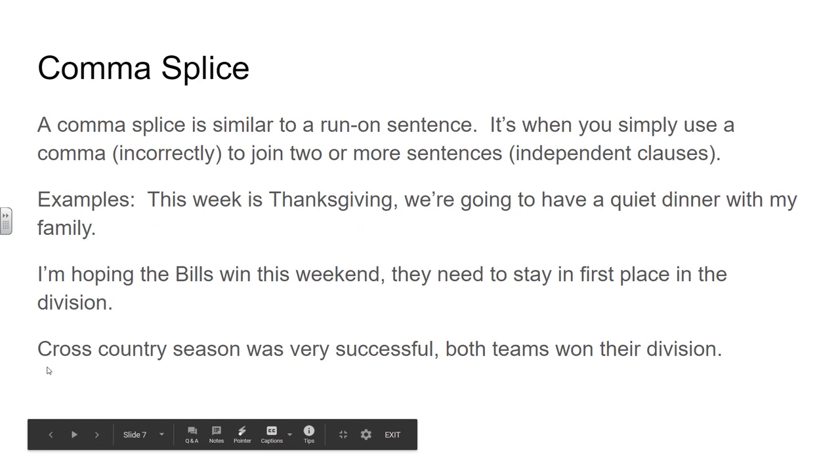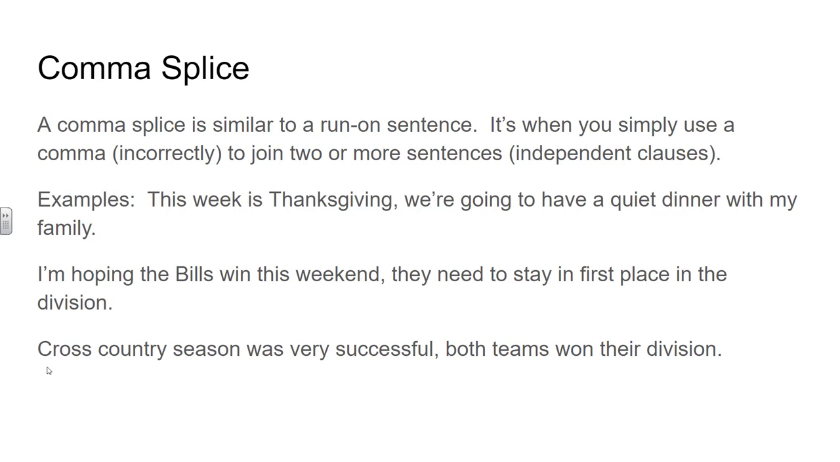The third error that we see is a comma splice. To splice something is to combine things together. A comma splice is similar to a run-on. It's when you simply use a comma incorrectly to join two or more sentences or independent clauses. Examples: this week is Thanksgiving, comma, we're going to have a quiet dinner with my family. I'm hoping the Bills win this weekend, comma, they need to stay in first place in the division. Cross-country season was very successful, comma, both teams won their division. All three of those sentences are incorrectly written. All three of them are comma splices. Commas are used incorrectly because they don't have conjunctions after them.